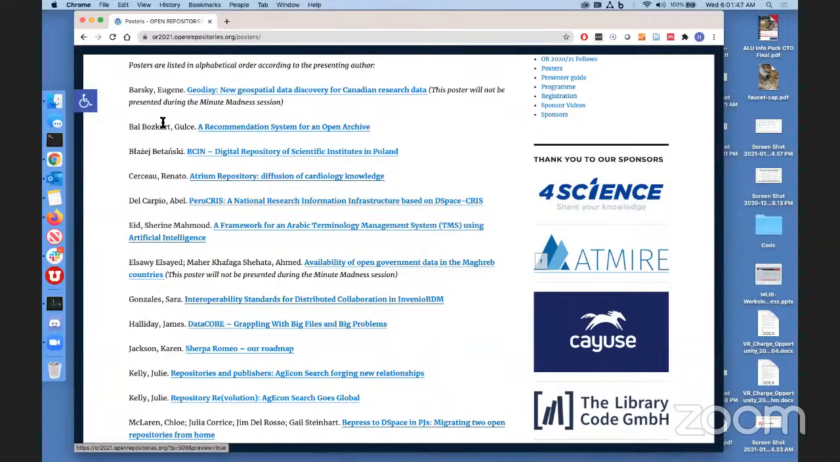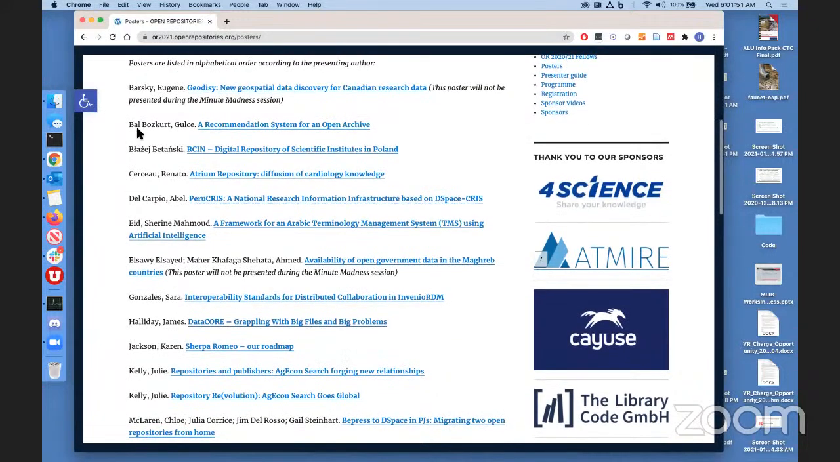All the posters are listed in alphabetical order according to the names here on the page. I'll call each presenter's name and they will run through the presentation. Each presenter has 2 minutes. When they have 15 seconds left, you'll hear this bell, and that will be time for them to wrap up their presentation. So without further ado, we will jump right in.